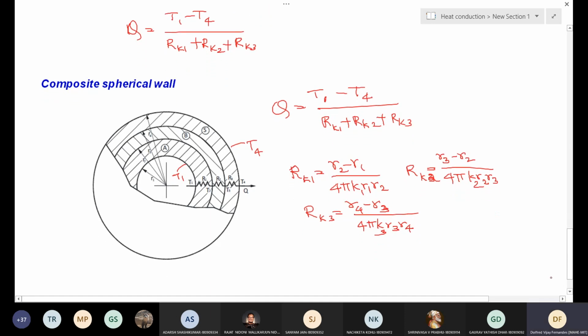I think now you should find it very easy. So what you have to do is use the electrical analogy, write the circuits, and just remember how to write the conduction resistances. That's all.